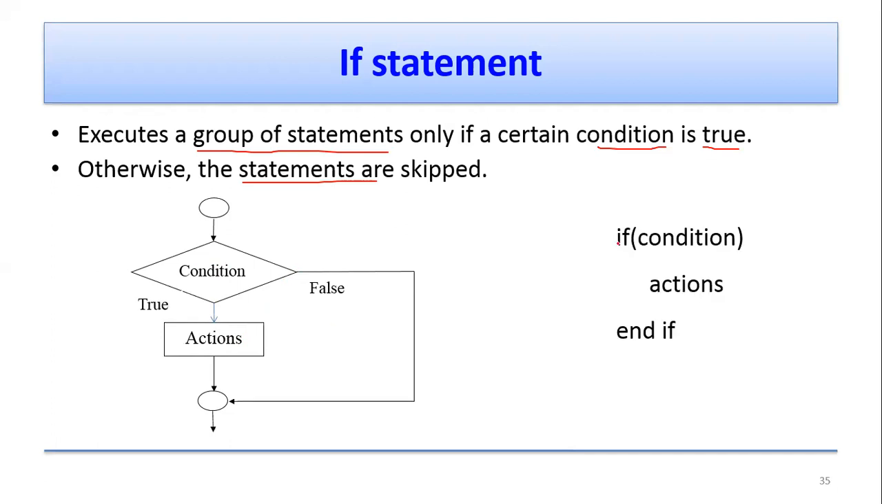Okay, this is the pseudocode. Within the round brackets after if, we mention the condition. If this condition is true, we put a set of statements into this block, that means if this condition is true, these statements are executed. Otherwise, if this condition is not true, in other words it is false, these actions are not executed.